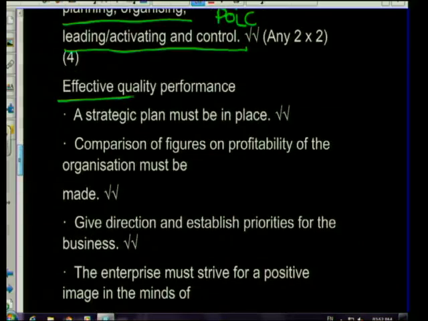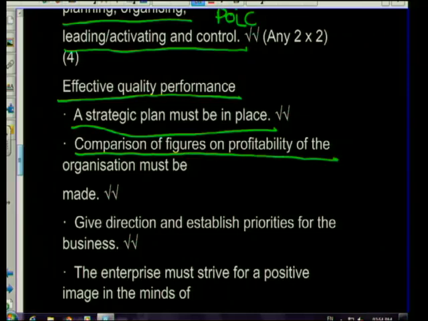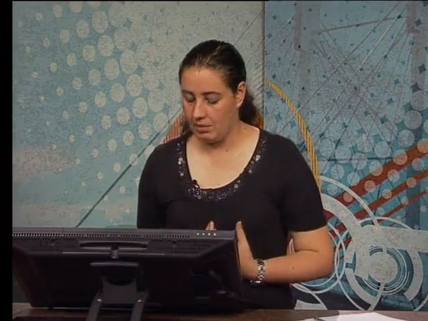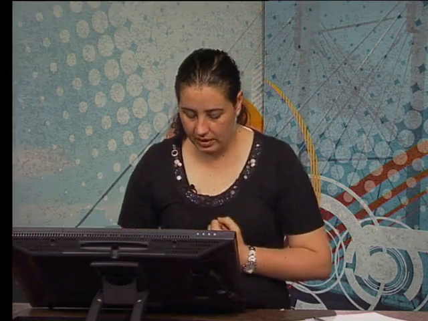Now let's look at the effective quality performance of the general management. So in this case, a strategic plan must be in place, so you have to plan ahead. Comparison of figures on profitability of the organization must be made. And these go hand in hand. Remember, if you want to measure something, it has to have a measurable outcome. And looking at profitability, it's easy to measure. Why? Because you can look at last year's statements compared to this year's statements. And remember, we're focusing on effective quality performance. So how do we see if this is improving?